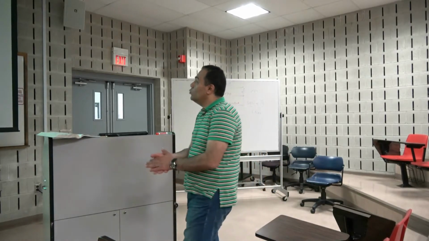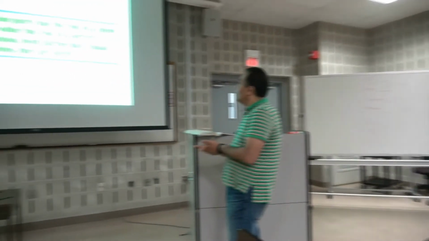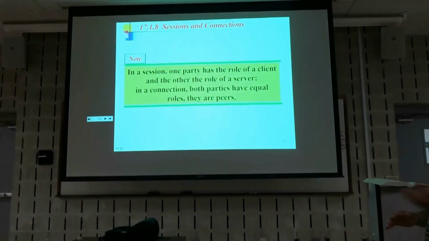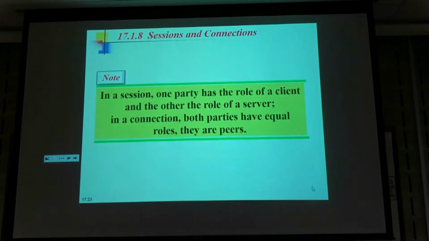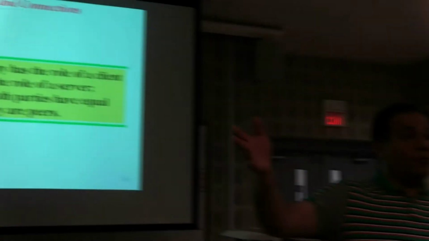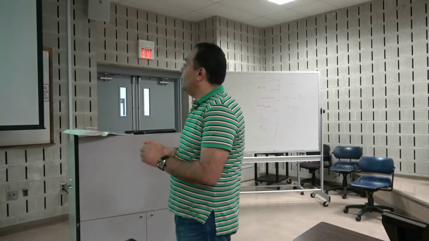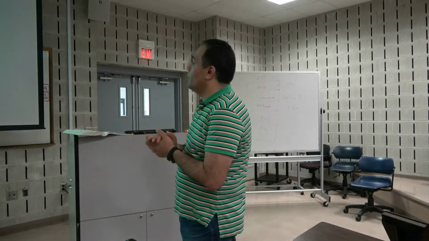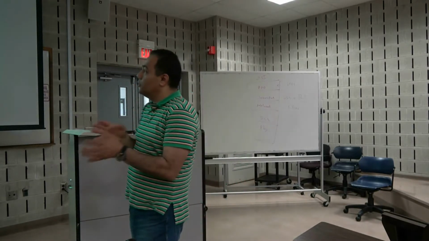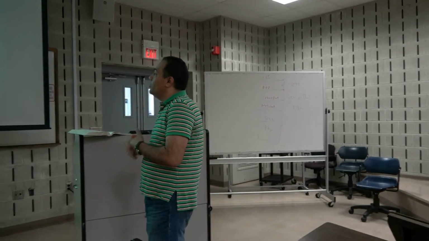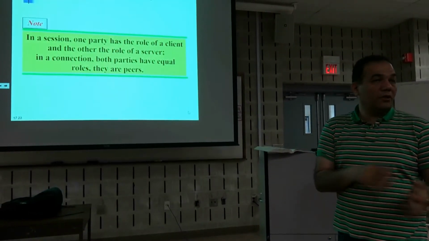So in a session, one party has the role of a client and the other the role of a server. Like mail client, mail server, okay? When the client needs to communicate with the server, when you need to check your email from your computer, you log into the UB mail server, right? Server and the client. So what are you creating? Session, all right? In the connection, both parties have equal roles. So the session is a client server connection. In the connection, both parties have equal roles. They are peers. It's not a client server, right?